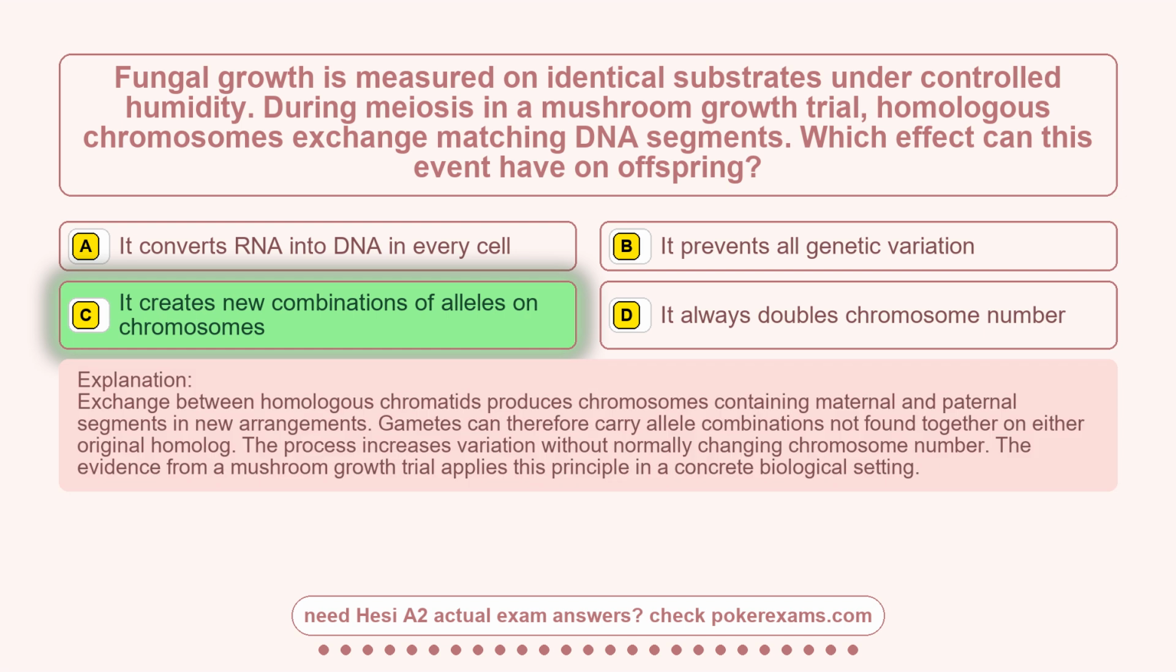Exchange between homologous chromatids produces chromosomes containing maternal and paternal segments in new arrangements. Gametes can therefore carry allele combinations not found together on either original homologue. The process increases variation without normally changing chromosome number. The evidence from a mushroom growth trial applies this principle in a concrete biological setting.